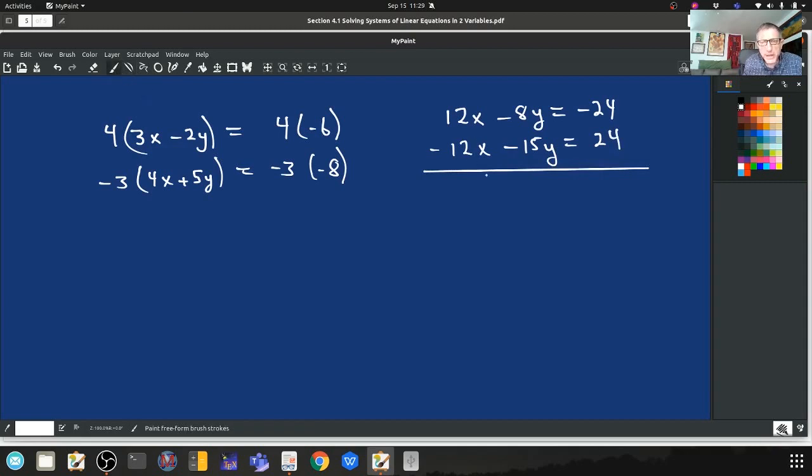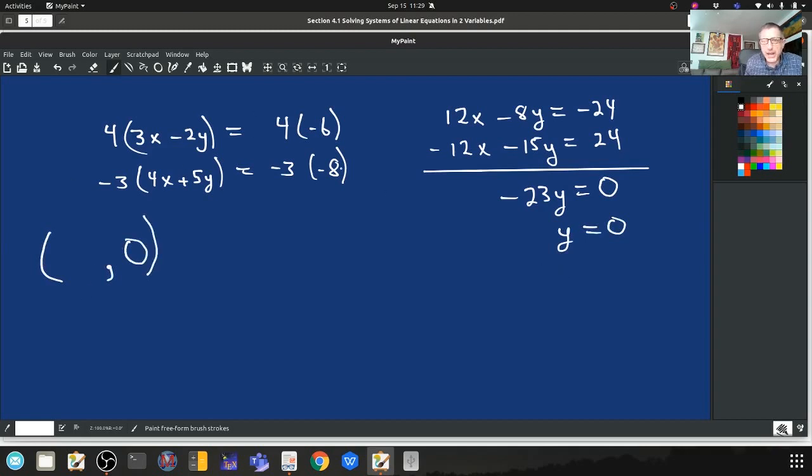So 12x minus 12x is 0x. I don't even have to bother to write it. Minus 8y minus 15y is minus 23y. Minus 24 plus 24 is equal to 0. So I'm going to divide both sides by minus 23. And 0 divided by minus 23 is equal to 0. So I have one of the values in my ordered pair solution.